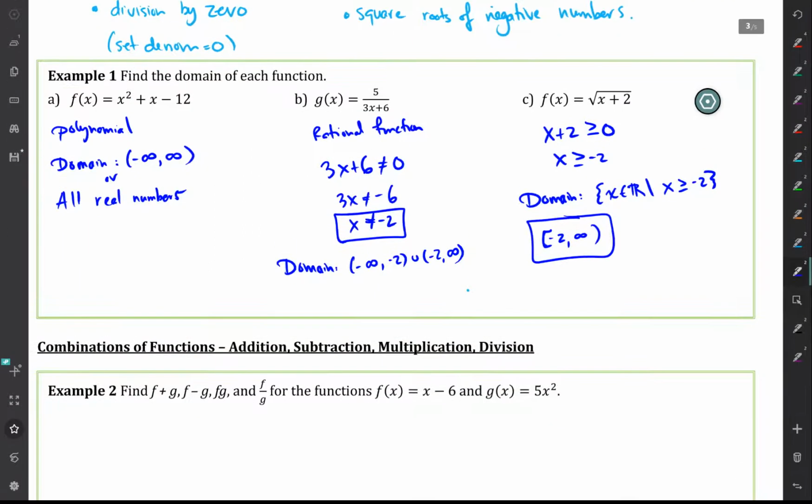Okay, so that's basically all there is to it with the functions we're considering in this class. If you see a rational function, make sure that the denominator can't equal 0. If you see a square root, make sure that whatever you're sticking into the square root is a positive number.